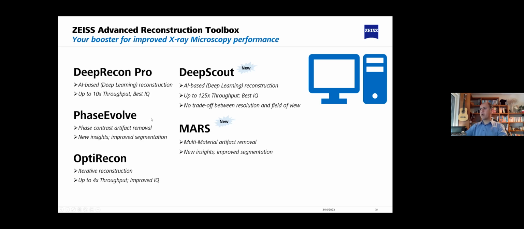Mars is for multi-material artifact removal, for example, once you have beam hardening due to having different densities beside each other. And Optorecon is a technique to accelerate and improve the image quality based on iteration. For today, we will just focus on Deep Recon Pro, and then a few examples on Deep Scout.